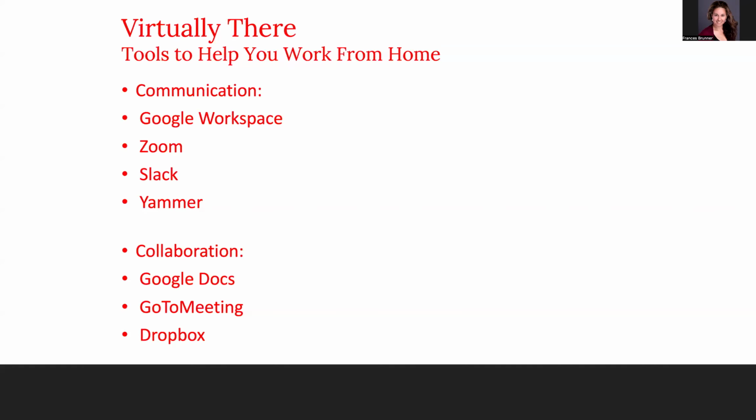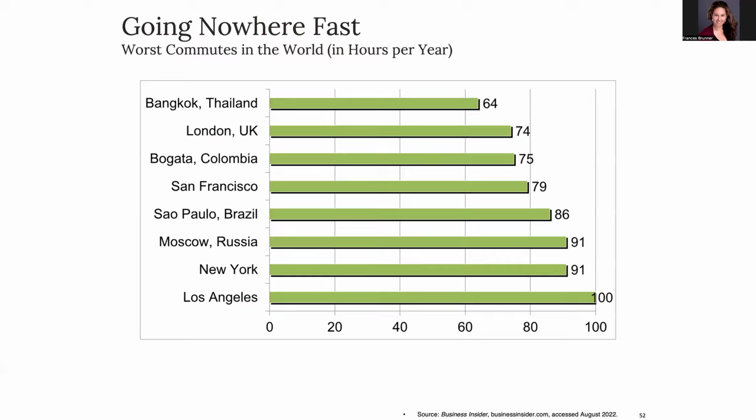There are a multitude of tools that can help you work from home. Some of the most common ones are Google Workspace, Zoom, Slack, Yammer, and so on. There are multiple collaboration tools for file sharing and to work on documents or participate in meetings simultaneously. Cutting down on worker commutes is no small reward. So many countries in the world have incredibly extensive commute hours, with New York and Los Angeles being some of the top commute times globally.